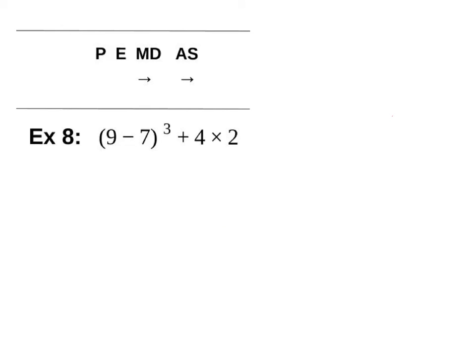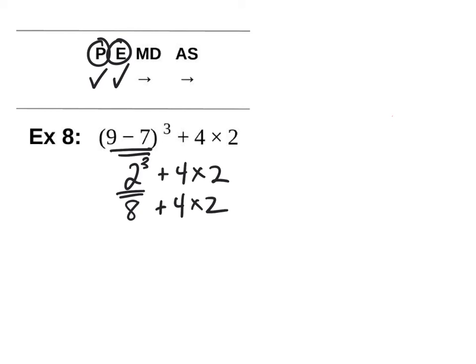Let's see how you did on example 8. Step 1 says do parentheses. 9 minus 7 is 2. Write everything else exactly the same. Step 1 is done. Let's go on to step 2, exponents. I see 2 to the third power. 2 times 2 times 2. That's 8. Write everything else exactly the same and go on to step 3.